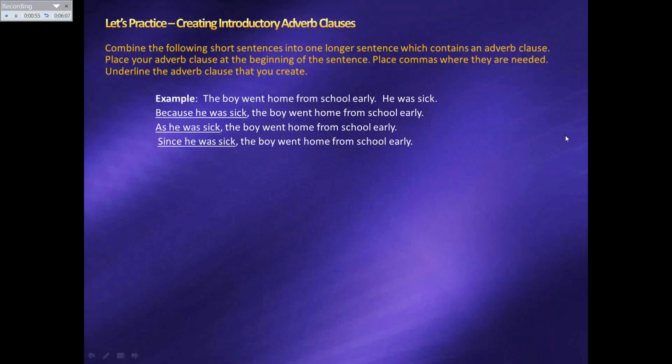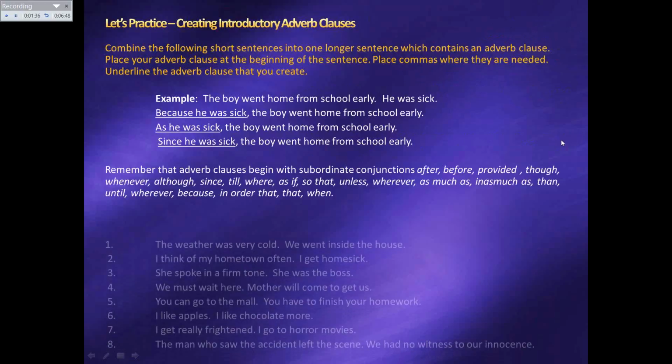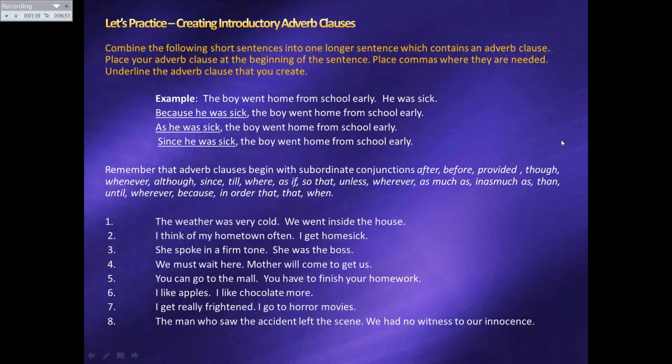Here are some choices. Because he was sick, the boy went home early from school. Or, as he was sick, as means the same thing as because or since. As he was sick, the boy went home from school early. Since he was sick, the boy went home from school early. There are other ways that you can write this. This is not the only way. These three ways are not the only ways. So just look at them and make a decision how you want to do it. The only criteria is that you create an adverb clause and you put it at the beginning of the sentence. Okay, remember that adverb clauses begin with subordinate conjunctions, and I've listed some here for you. And here are your sentences.